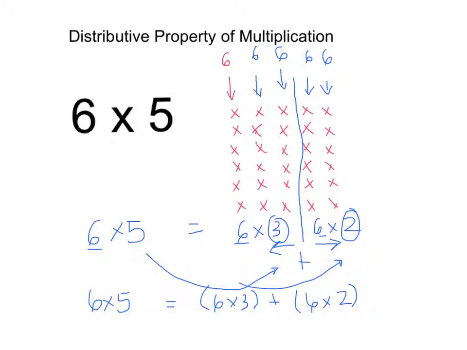Now, you may say, well, this is easy. 6 times 5, I could just roll my numbers. But this helps us a lot with numbers that are too large to roll. For instance, if we said 6 times 17, we don't know how to roll our 6's all the way to 17, but we could break it up easily using the distributive property of multiplication.